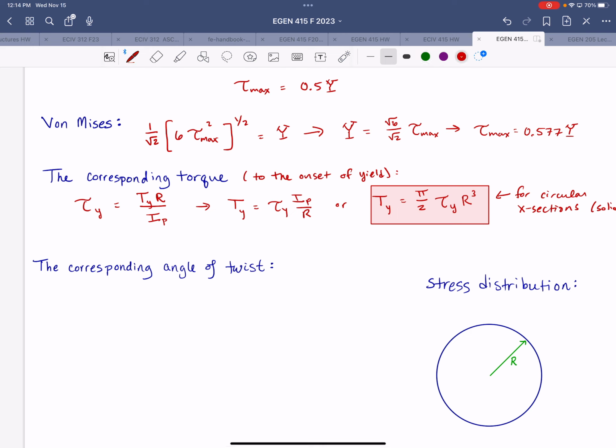So then the corresponding angle of twist, we would call that phi at the onset of yield, or phi y, would be the yield torque times the length divided by shear modulus G and the polar moment of inertia, or the yield stress times the length divided by shear modulus and the radius.